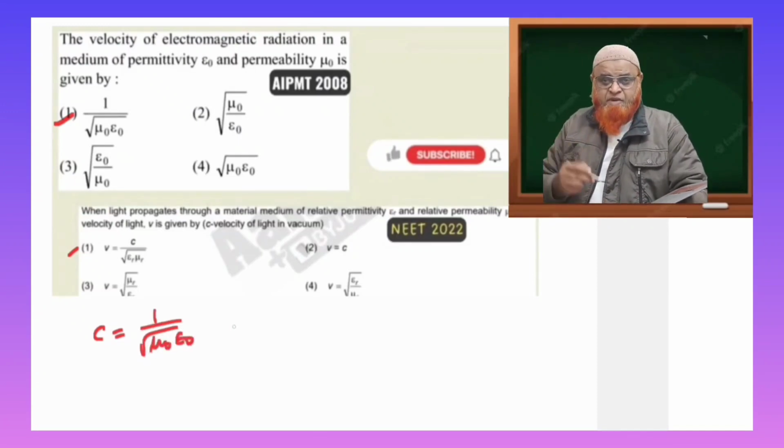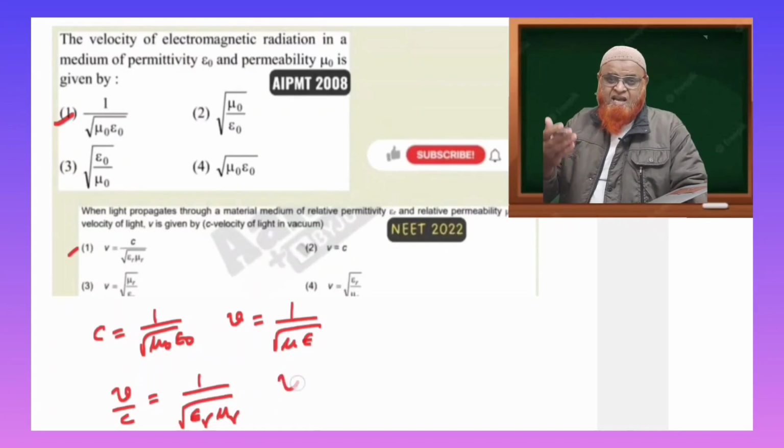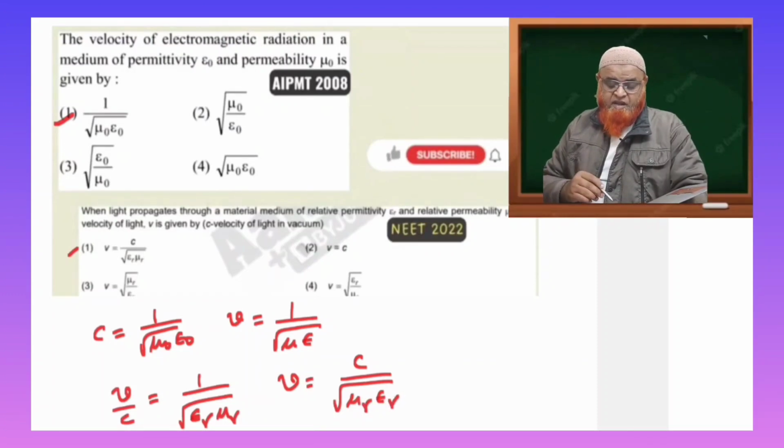Whereas the velocity of light in a medium is given by 1 by square root of mu epsilon. So if you take the ratio v by c, finally we'll be getting square root of epsilon r mu r, because mu by mu naught is mu r, the relative permeability, and epsilon by epsilon naught is taken as epsilon r, which is relative permittivity. So if you divide v by c, you'll get the final option. You're seeing the correct option which has been ticked.